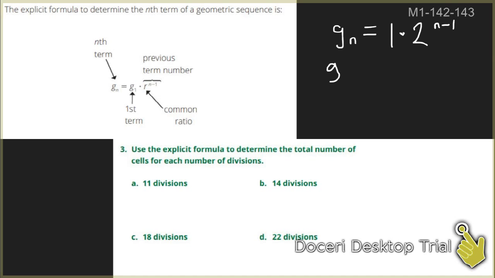So g to the 12th term is 1 times 2 to the 12 minus 1, which is the 11th power. Well, 2 to the 11th power is 2048, times 1 is 2048. So we know that g to the 12th is 2048, which we already knew from the recursive formula, but this just proves that it comes out the same when you have the explicit formula.